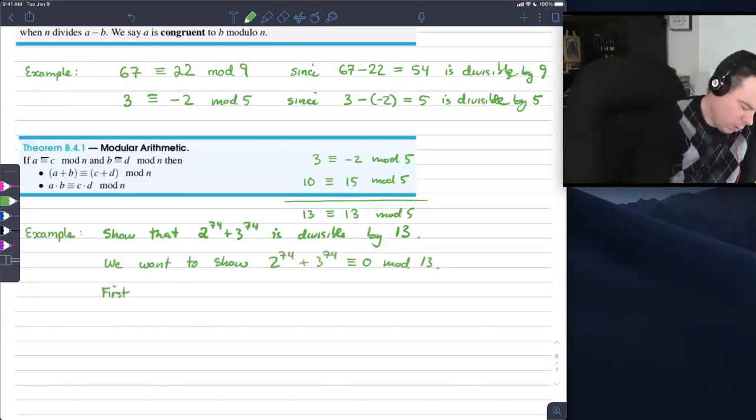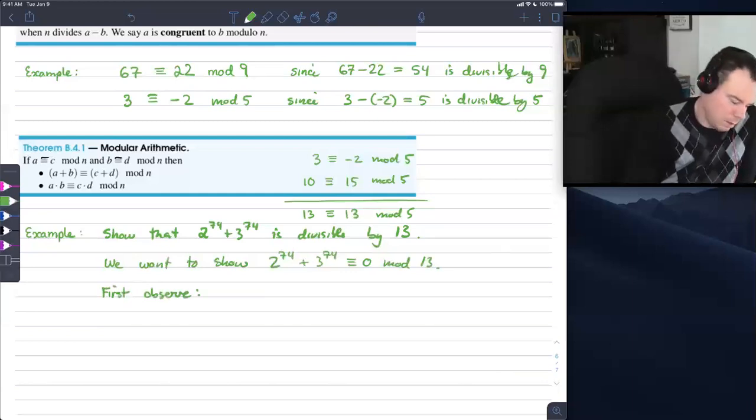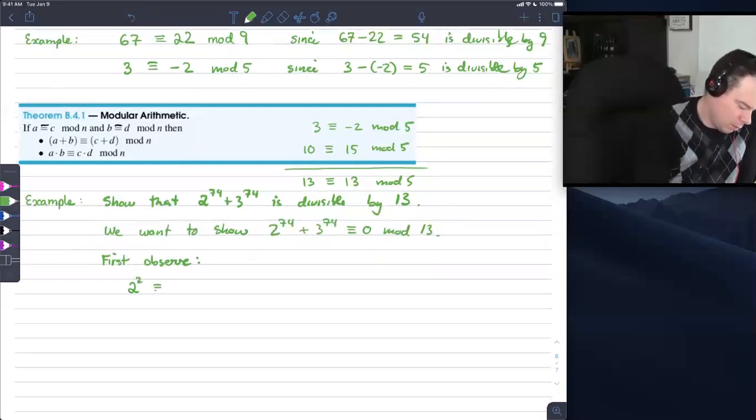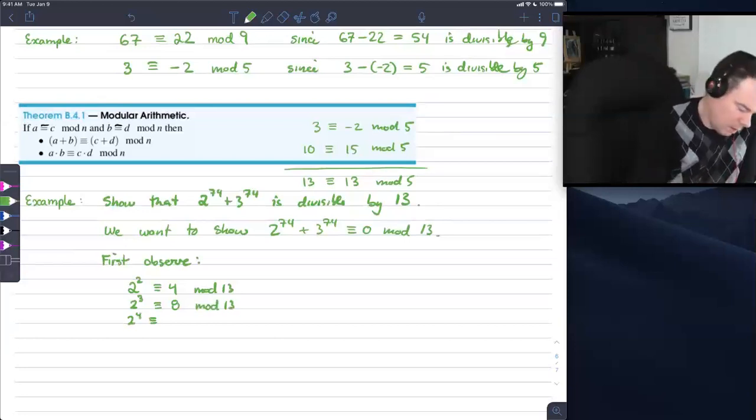So what can we do? Well, first we're going to observe something. If I'm working mod 13, so I'm working with just remainders upon division by 13, let's see how 2 to various powers behave. 2 to the 2 is 4 mod 13. I want to go to 2 to the 3 first, that's 8. What's 2 to the 4? That's 16, but when I divide by 13, I have a remainder of 3. So 2 to the 4 is 3 mod 13.